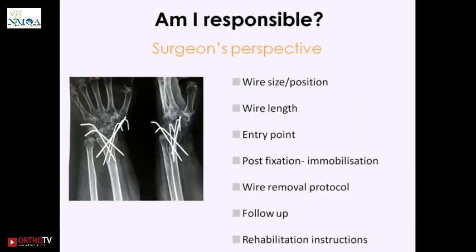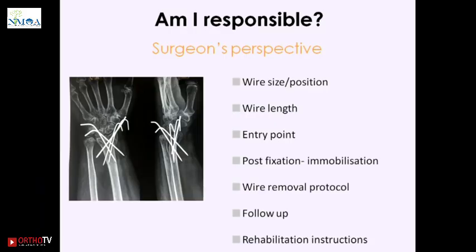Now the surgeon's dilemma is, if he has done pinning, he is worried whether the entry point was right, wire length was right, number of wires, post fixation mobilization, whether the plaster was removed on time, whether rehabilitation instructions were followed, whether he had given them or the patient didn't follow.